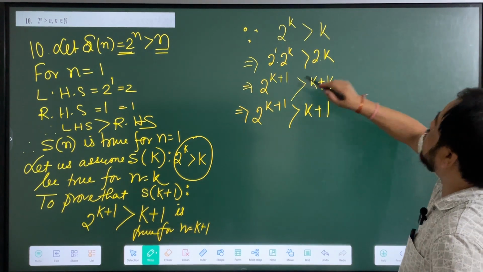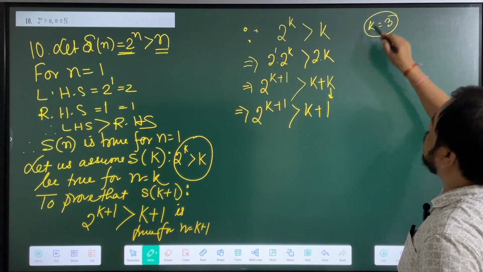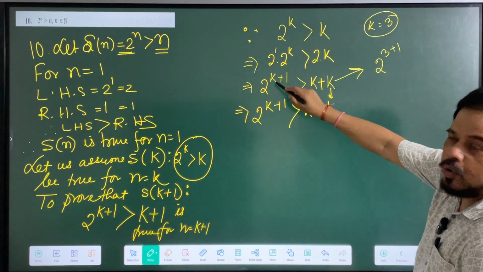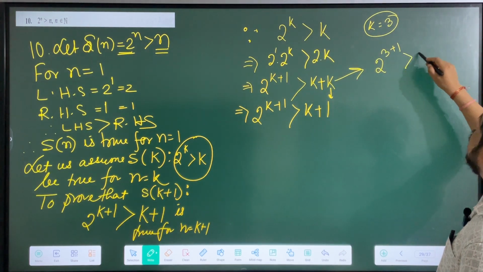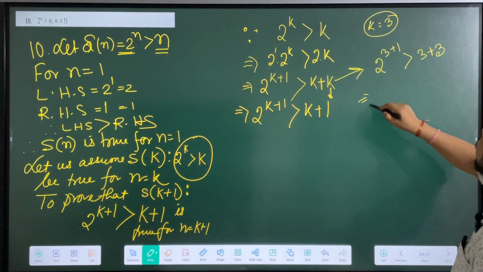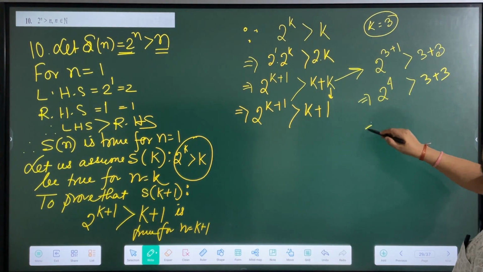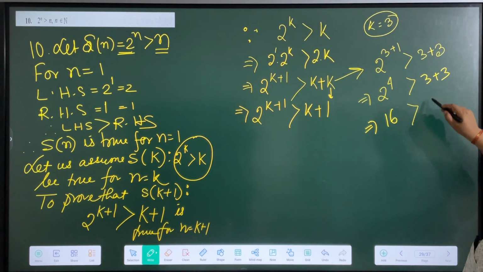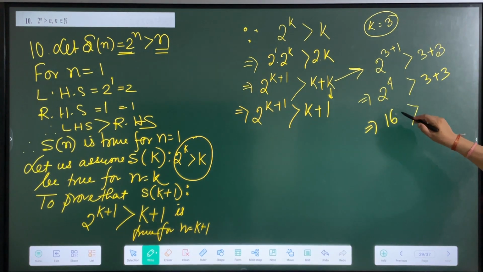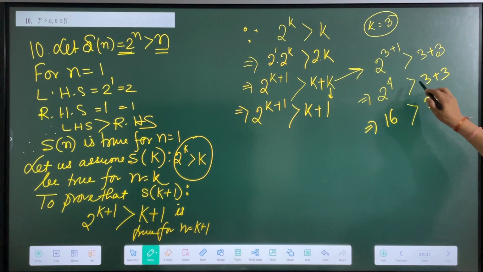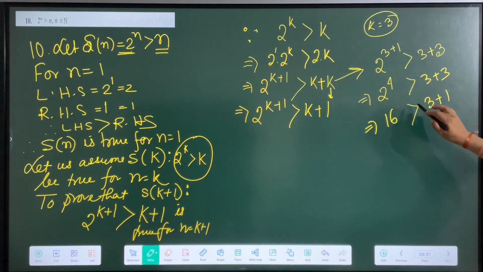Look here. Suppose k is 3. Let us write this line: 2 to the power 3+1, with k as 3, is greater than 3+3. 2 to the power 4 is 16, and 3+3 is 6. So 16 is greater than 3+3, and 16 is also greater than 3+1. We can write k+k as k+1, the meaning is the same.